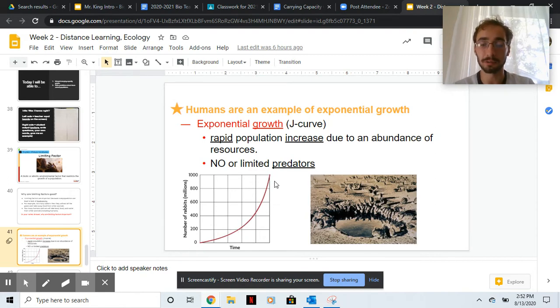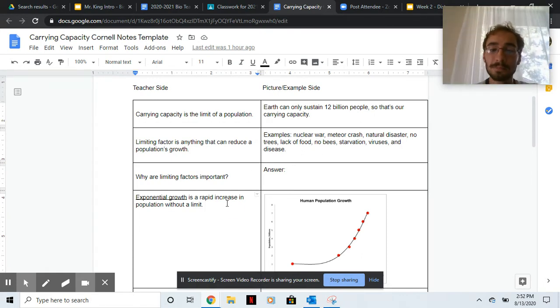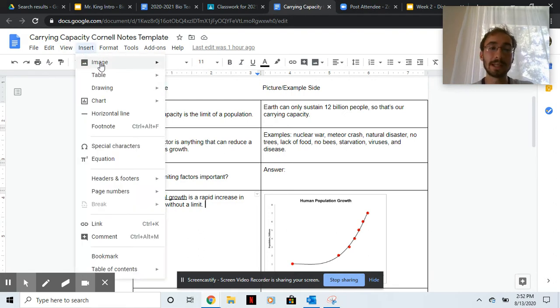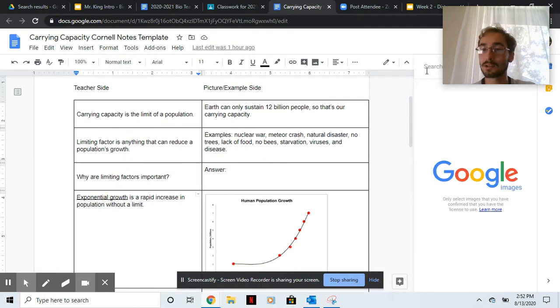Humans are exponentially growing right now. We have not hit our carrying capacity yet. It's estimated humans will reach it at 12 billion people. So please write down: exponential growth is a rapid increase in population without a limit. And then to get the picture, go to insert, image, search the web, and look up exponential growth. Then insert the picture there on the right side.